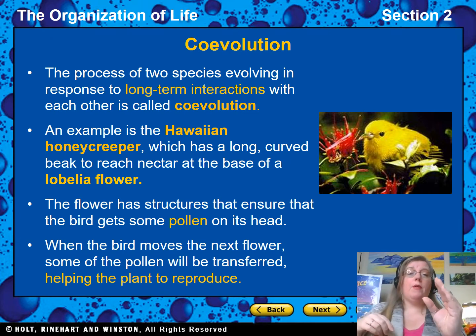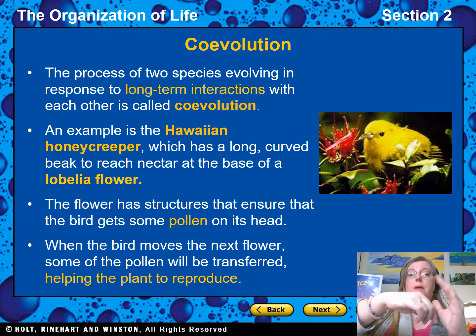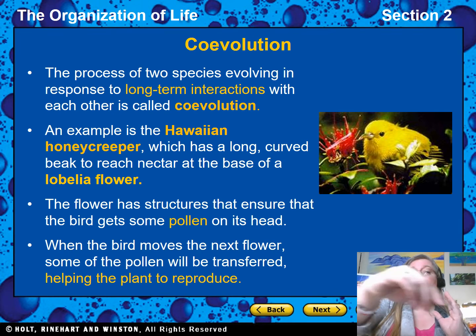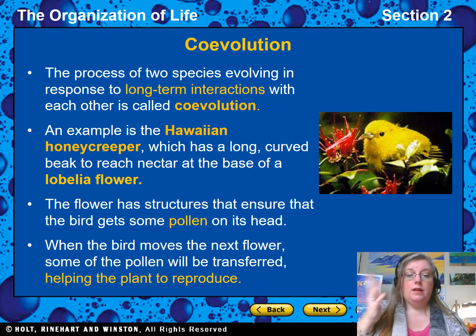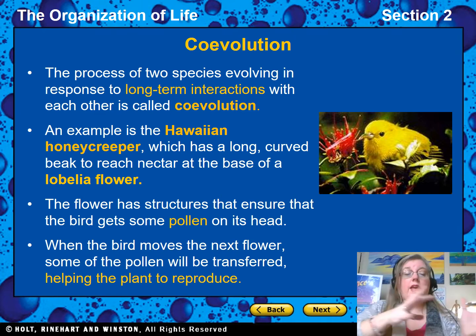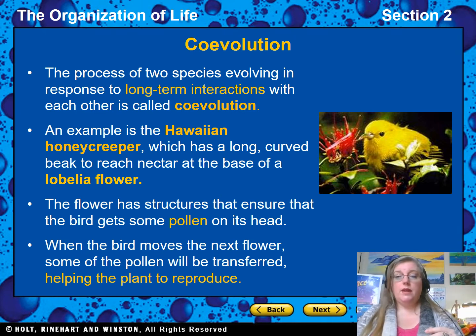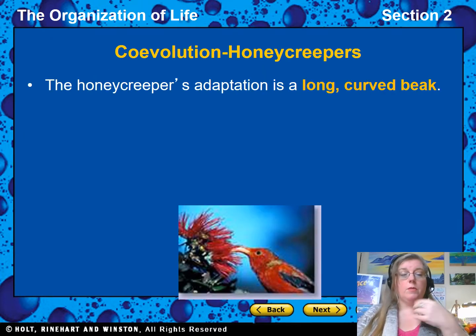The lobelia flower knows that once he's put the pollen on top of this honey creeper, he's most likely going to another lobelia flower, so the pollen's not wasted. That is coevolution. They have developed in response to one another. The next one is another example. Oh, no, some more about the honey creepers.